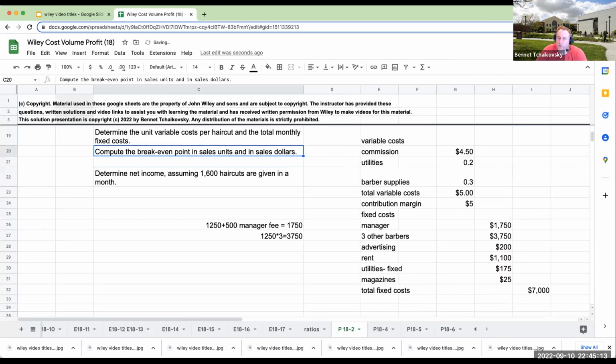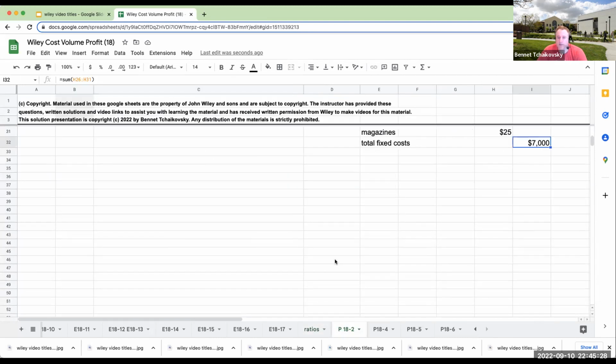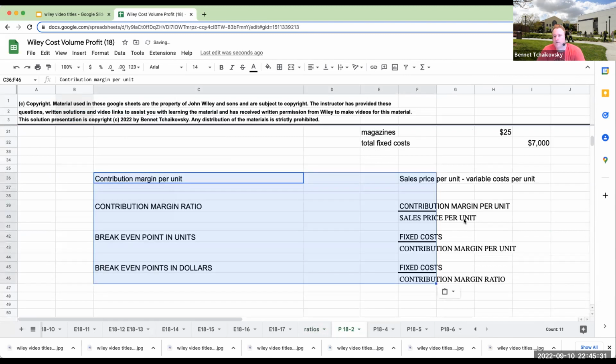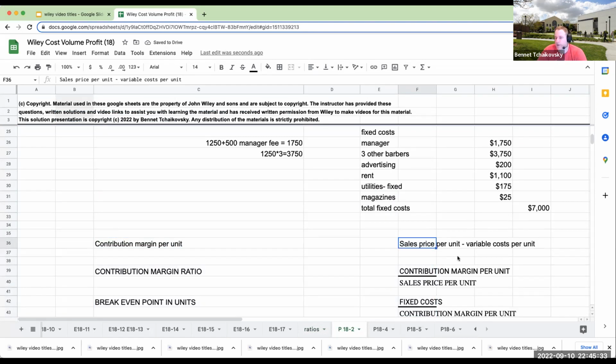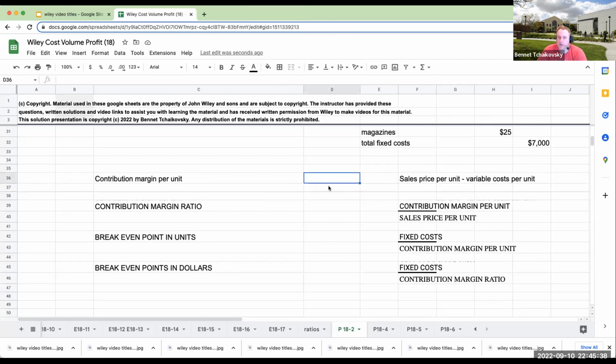But what we can go through and do is compute the break-even point in sales units and sales dollars. Okay, so we know that our fixed costs over here are 7,000. So if I go over here to my ratios, what I can do is I can basically just copy these down over here. Okay, so my sales price per unit, my contribution margin per unit is at $5. So this is basically going to be 10 minus 5 equals 5. My contribution margin ratio is my per unit divided by my sales price of $10 per unit, or 0.5.